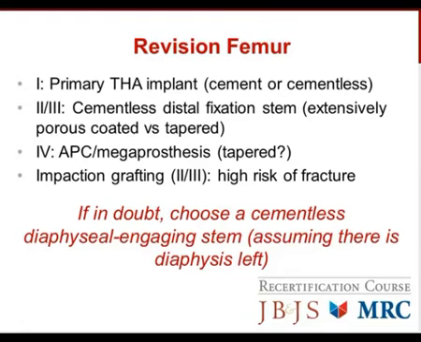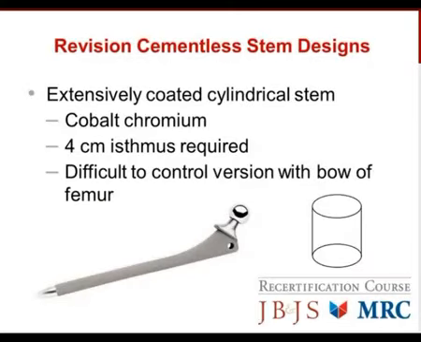My tip for you in terms of the revision femur is that if you're in doubt about what implant to choose, choose a cementless diaphyseal engaging stem, assuming there is diaphysis left, of course. As I mentioned earlier, in the type 1 femur, which is relatively uncommon, a primary total hip arthroplasty implant will work. For 2s and 3s, again, it's a cementless diaphyseal engaging stem. For type 4s, where the diaphysis is non-supportive, then we're getting into the allograft prosthetic composite or a tumor prosthesis implant. There are 2 very common stems that are used in revision femoral work.